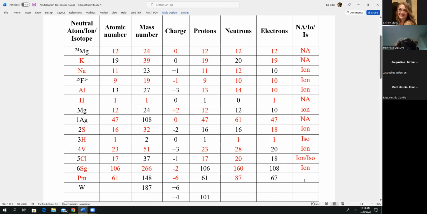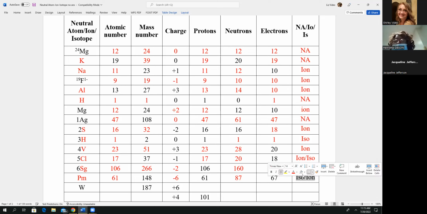Now, looking at promethium, we see that the atomic mass is 148 here, but in the periodic table it is 145. So this is an isotope. We also have a charge. So this is an ion also. So we got both. In this case, we have both. All right. Let's do the next one down. I guess she disappeared on me.